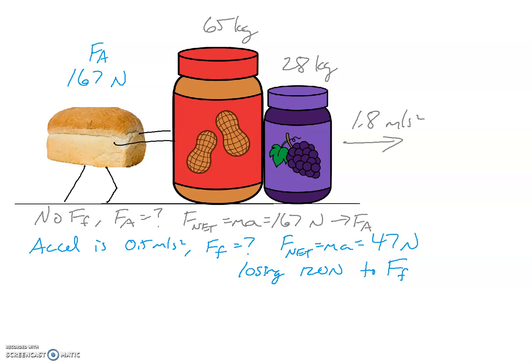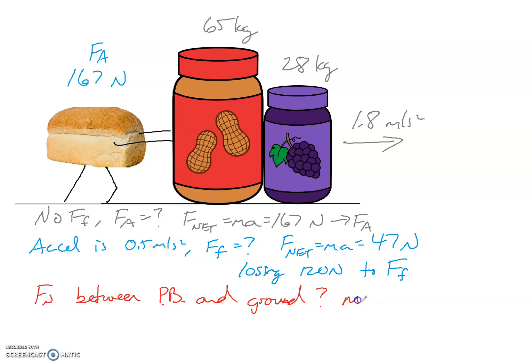Okay, well, let's find another force. Let's find out the normal force between the peanut butter and the ground. Well, the only reason there's normal force between the peanut butter and the ground is because gravity is pulling the peanut butter down. The bread has nothing to do with it. The jelly has nothing to do with it. Neither the bread nor the jelly are pushing the peanut butter down into the ground. The only thing pushing the peanut butter into the ground is the force of gravity.